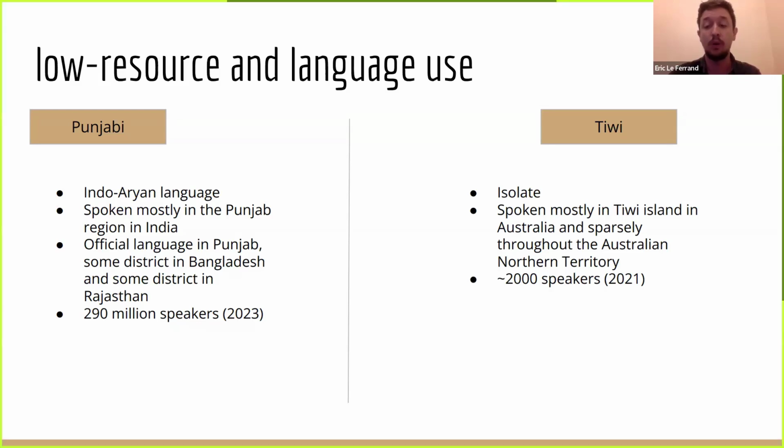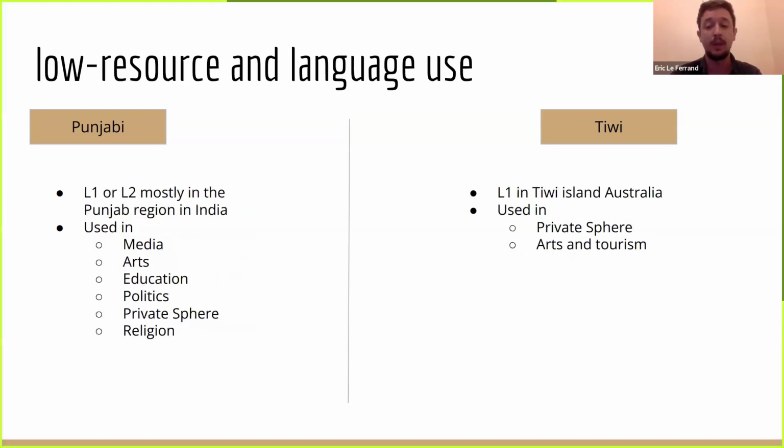So just looking at the 2 examples, we already see some drastic differences in terms of the number of speakers, in terms of recognition. Punjabi is known as the first or second language, mostly in Punjab. It is used in some media, arts, education, politics, as the Punjab province also has its own government. It is also used in the private sphere, of course, in religion. Tiwi is almost exclusively used as first language and used in the private sphere and in the art and tourism to satisfy scholars or rich people in quest of a cultural experience. Different language, different reality, different range of use.